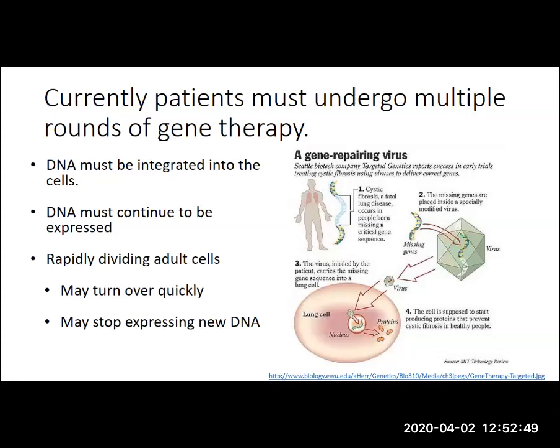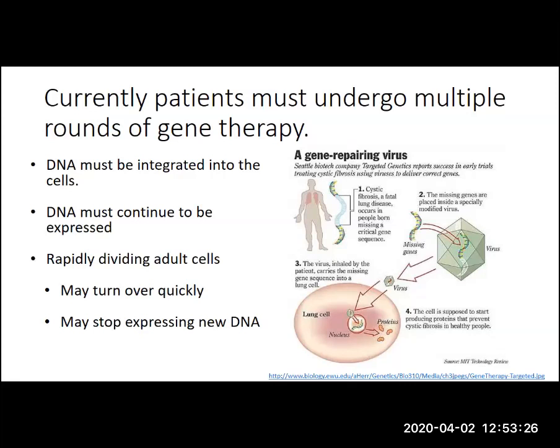But the problem is that in many cases, if we're looking at rapidly dividing adult cells, these are usually in areas where we're going to have rapid turnover of cells. We're going to look at an example in a couple of slides where we've got cells within the lining of the respiratory system. They're continually going through a process of renewal and replacement. So while we may be able to go in and use a cold virus to transfect these cells to get the DNA into them, those cells are going to be turned over after a period of time. And so we have to repeat that treatment.